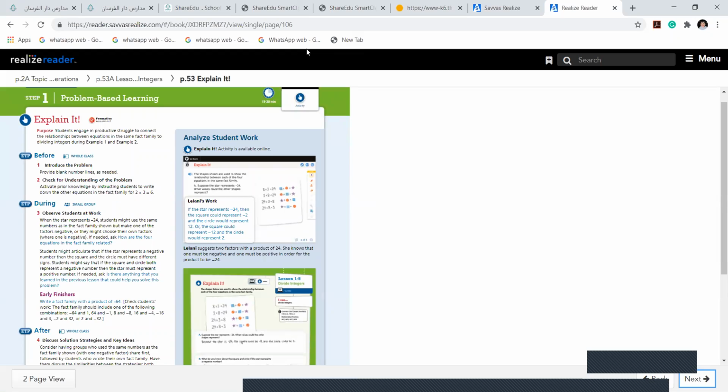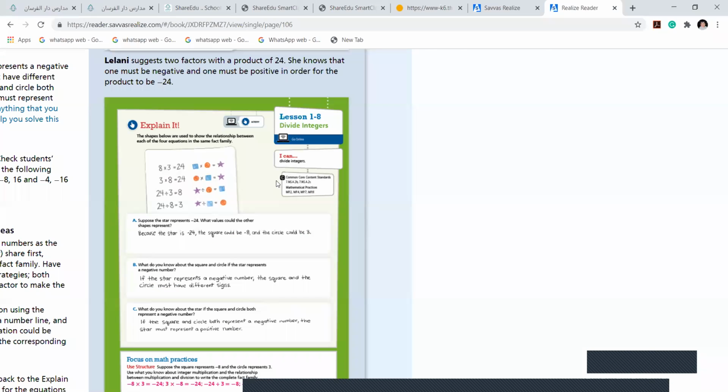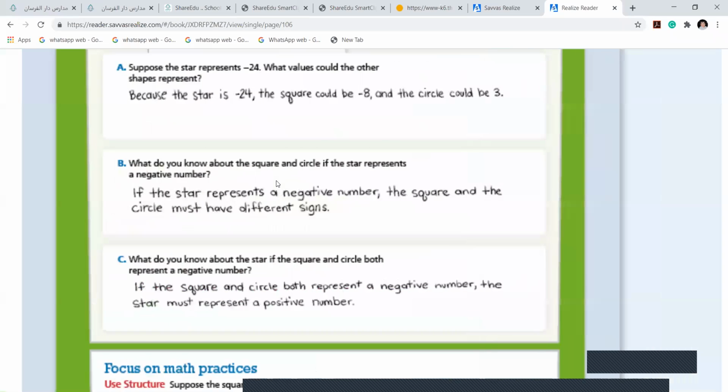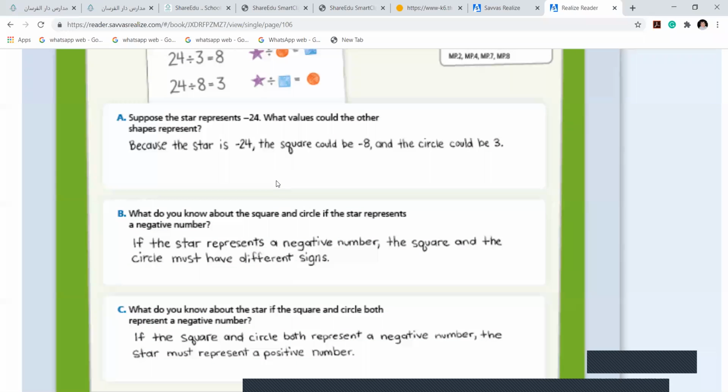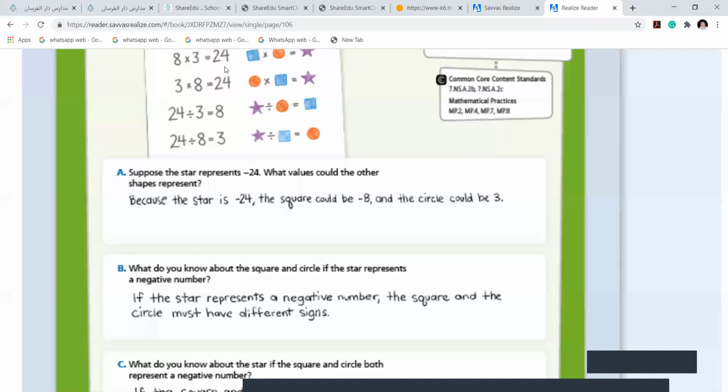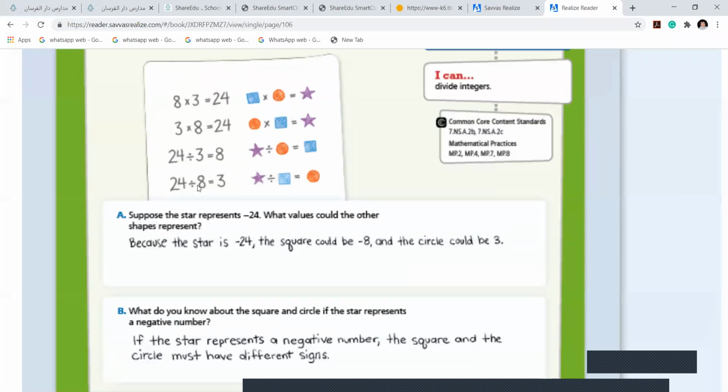Okay, I got this one. You all know your page numbers, right? This is page number 51 for you. The question here is, suppose the star represents minus 24. What values could the other shape represent? Star is minus 24. So what is the square? It could be minus 8, correct?